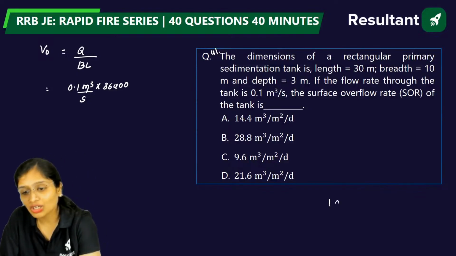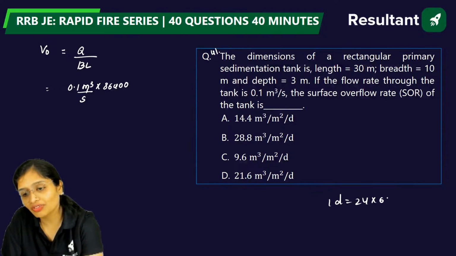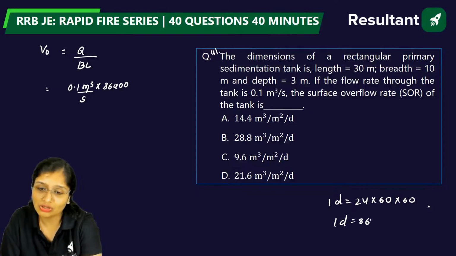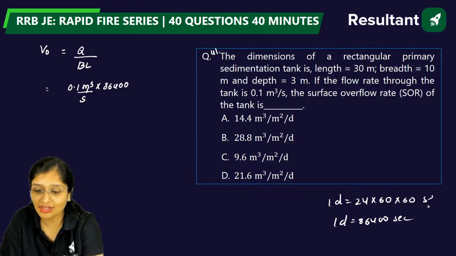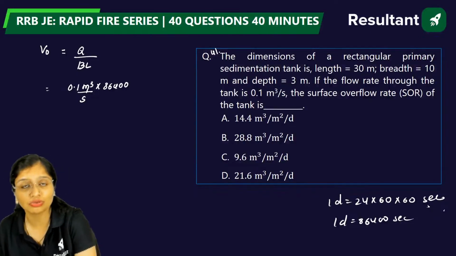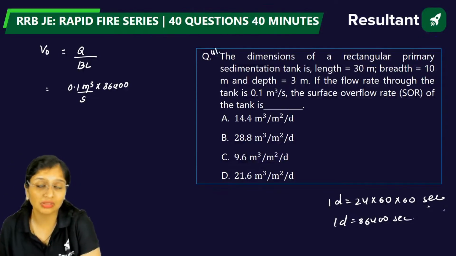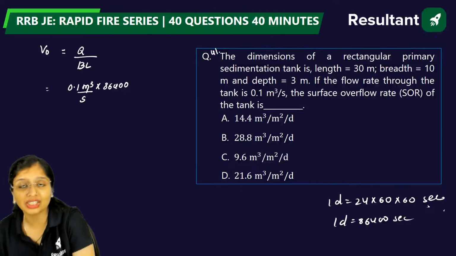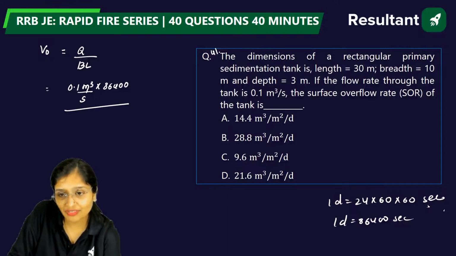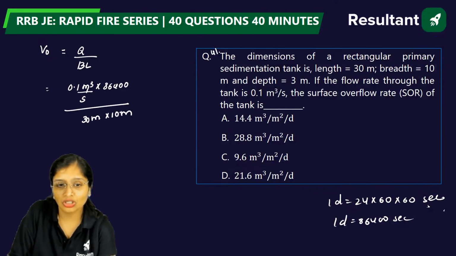How come? You said 1 day is equal to 24 hours, 1 hour is equal to 60 minutes, 1 minute is equal to 60 seconds. So 1 day is equal to 86400 seconds. I will not say it every time, and you should not waste your time doing 24 into 60 into 60. It should be on your fingertips that if you want to convert days into seconds, it is 86400. Divided by the plan area, which is 30 meter into 10 meter. Come on, solve it and tell me the answer.